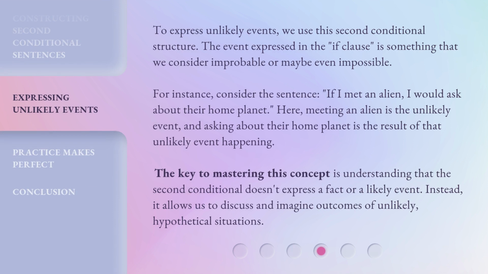To express unlikely events, we use this second conditional structure. The event expressed in the if clause is something that we consider improbable or maybe even impossible. For instance, consider the sentence, if I met an alien, I would ask about their home planet. Here, meeting an alien is the unlikely event, and asking about their home planet is the result of that unlikely event happening. The key to mastering this concept is understanding that the second conditional doesn't express a fact or a likely event. Instead, it allows us to discuss and imagine outcomes of unlikely, hypothetical situations.